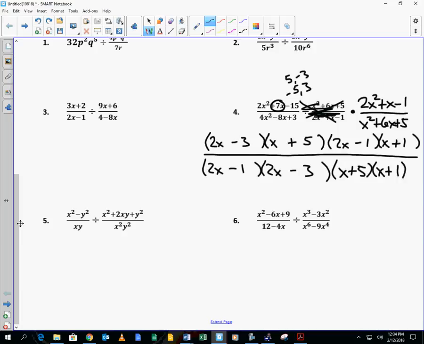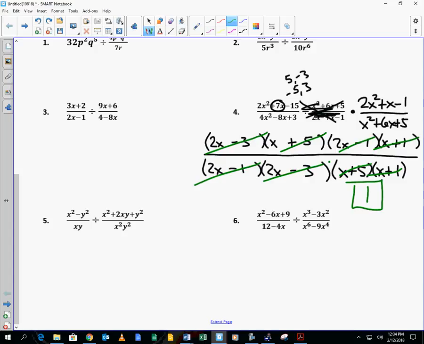So lots of pieces here. Let's see what we can get to cancel. X plus 5's gone. 2x minus 3's gone. 2x minus 1's gone. X plus 1's gone. And we are left with 1.